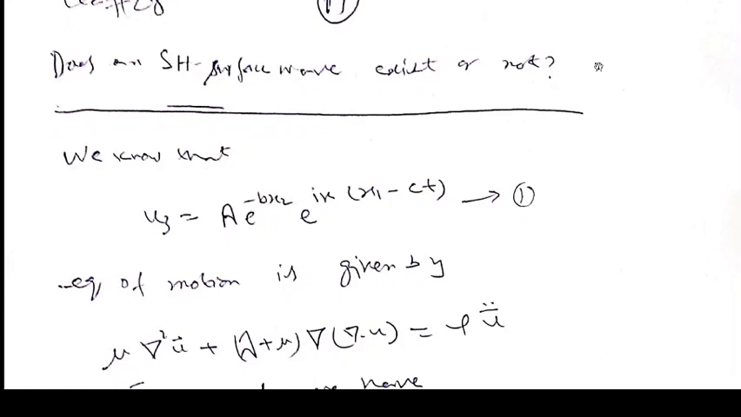For an SH surface wave, we know that polarization must be in the third direction for propagation in the x1 x2 plane, for propagation vector in the x1 x2 plane. So the first two components of the polarization vector are 0, so u1 and u2 will be 0. So we have only u3 for the SH wave, as we were discussing earlier in our previous lectures.